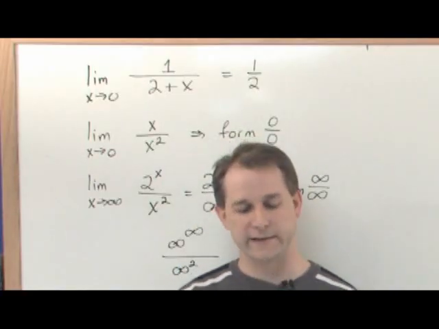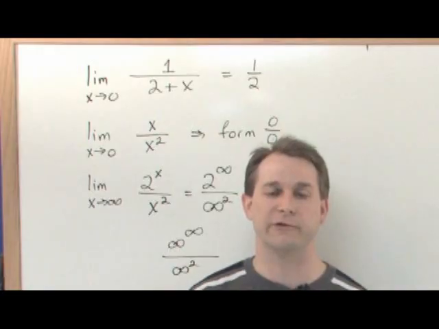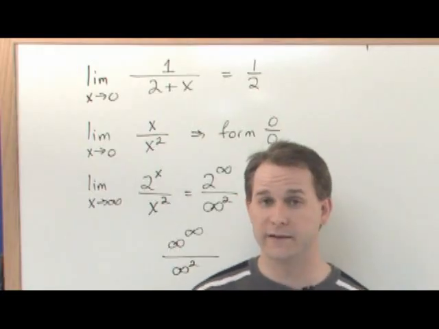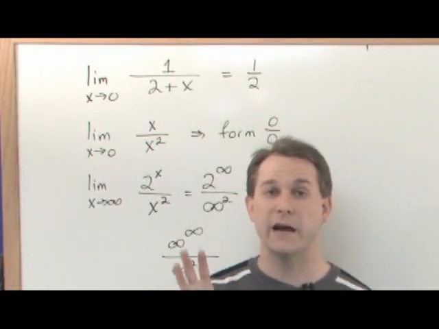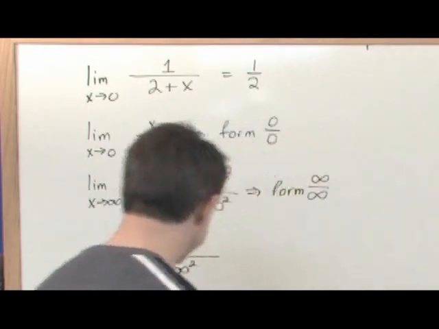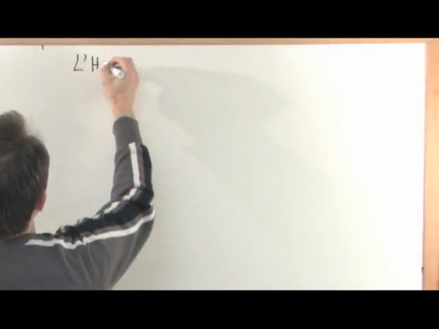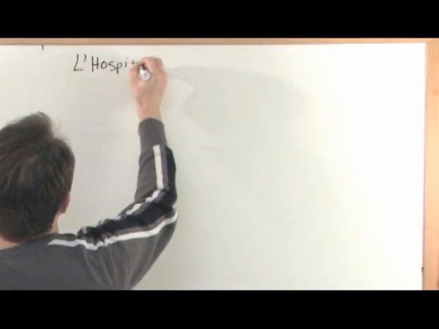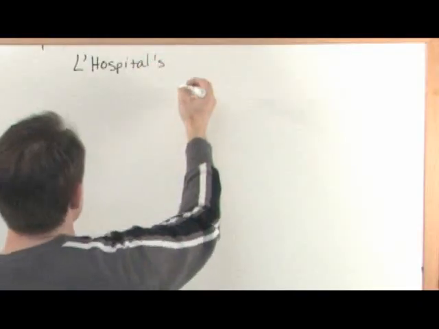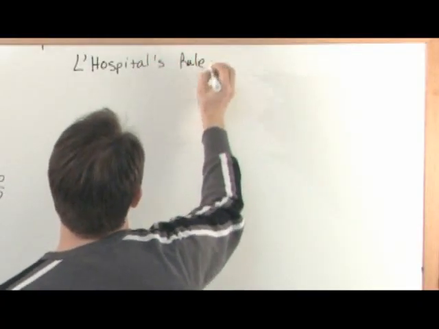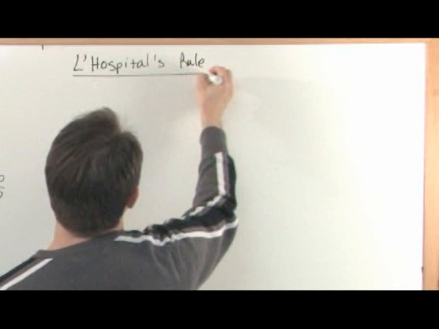So we're going to look at the top and the bottom function, how fast they approach infinity, and that's going to tell us if the entire limit is going to exist or not, okay? Okay, so what I'm going to do is go ahead and write down L'Hopital's rule, sometimes called L'Hopital's theorem. I call it L'Hopital's rule, okay?